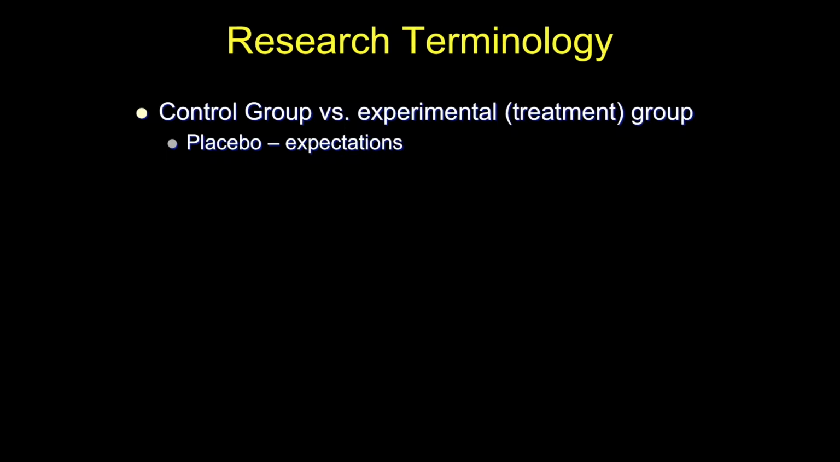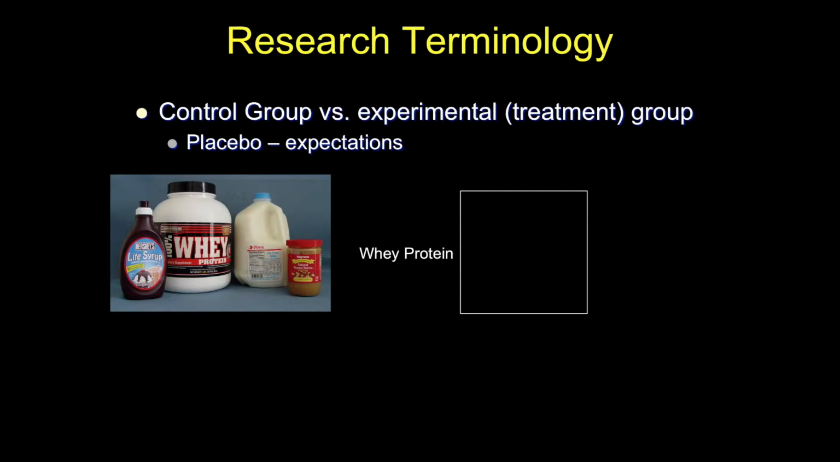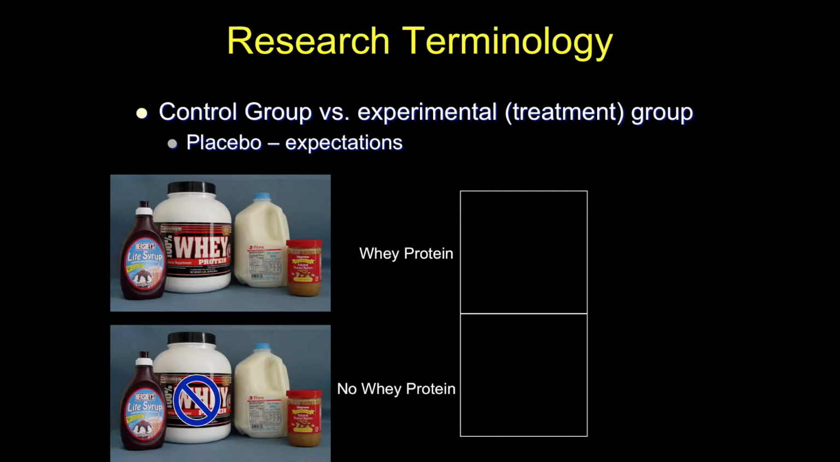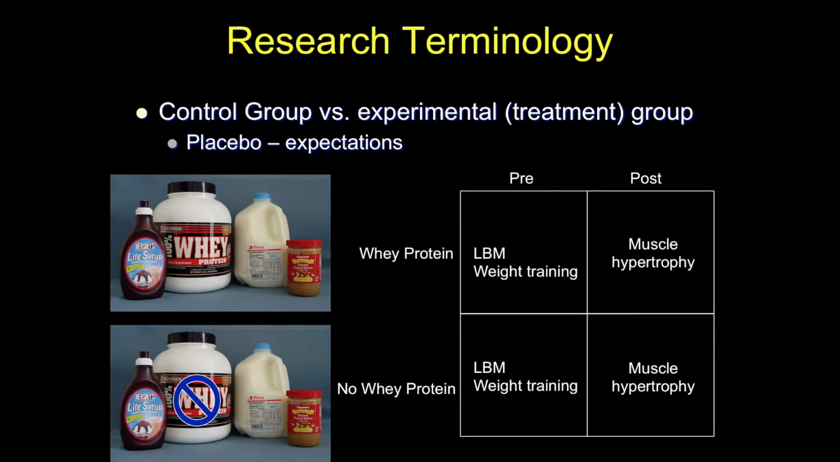Okay, so other terms that are important here: the control group versus the experimental or treatment group. This is really important, so let me use this as an example here. We've got a shake that includes some whey protein, and those groups got the whey protein, and there was another group that didn't get any whey protein. And basically at baseline, we're looking at their lean body mass, that's the LBM, and the amount of weight training they do. And we follow them for the course of a period of time while they're ingesting or not ingesting the whey protein, and we look at the amount of muscle hypertrophy.